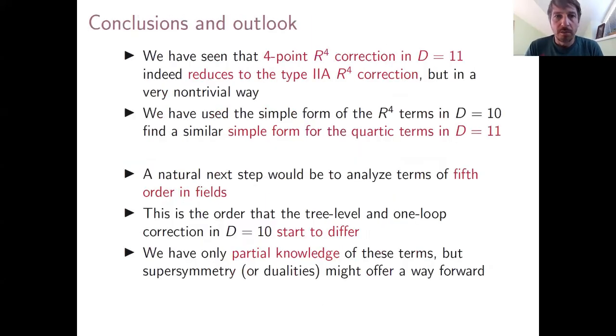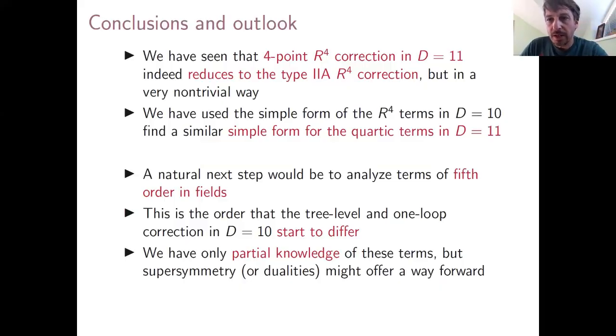Okay, so I'm out of time, so let me end with some conclusions and outlook. So we have seen that the 4-point R to the 4 correction in 11 dimensions, indeed, as expected, reduces to the type 2A R to the 4 correction. Okay, but we checked this for all the terms. Previously, this was only checked for the metric and I think B field terms, but certainly not Riemann terms and all dilaton terms and so on.